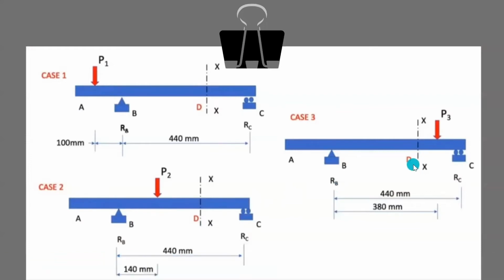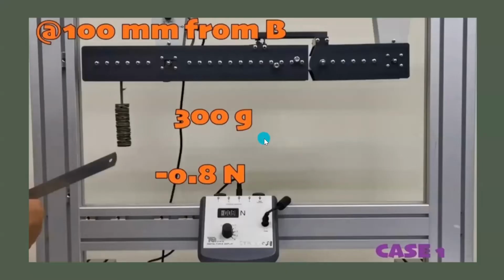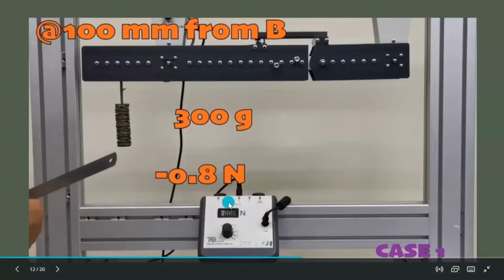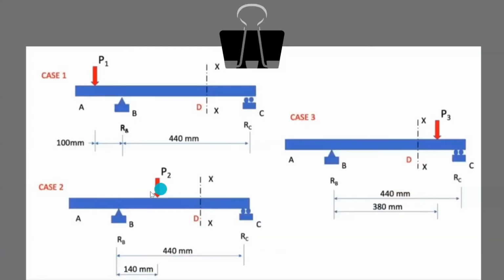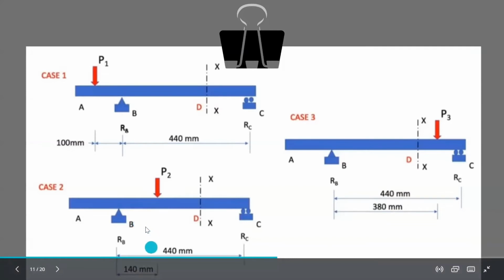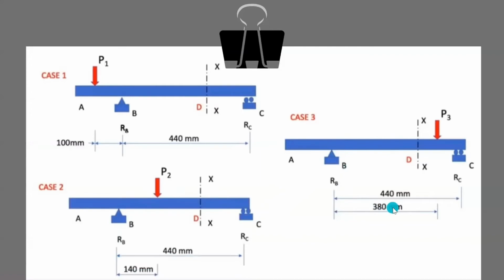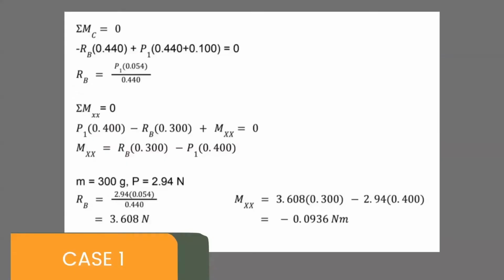and C. To carry out the experiment, we first will measure the distance from point B, which is 100 mm, and place the load. For our case, it will be 300 gram, and take the reading from the digital force display. The same steps will be carried out for the second case, where our distance from point B will be 140 mm, and for the third case, the distance will be 380 mm.